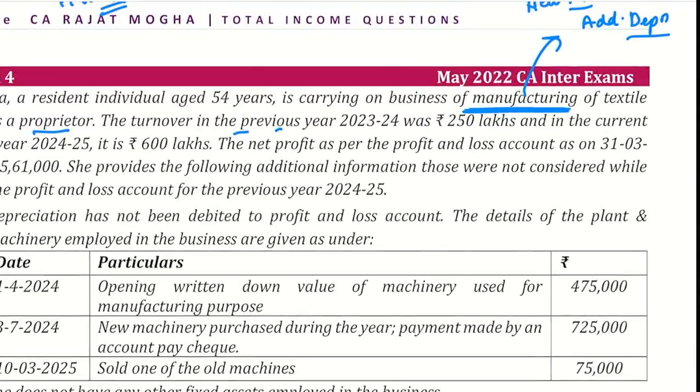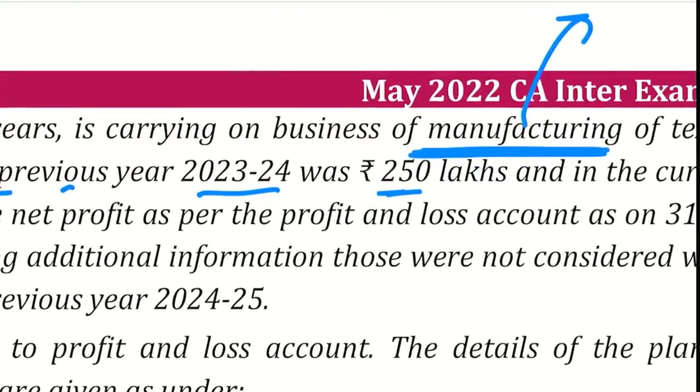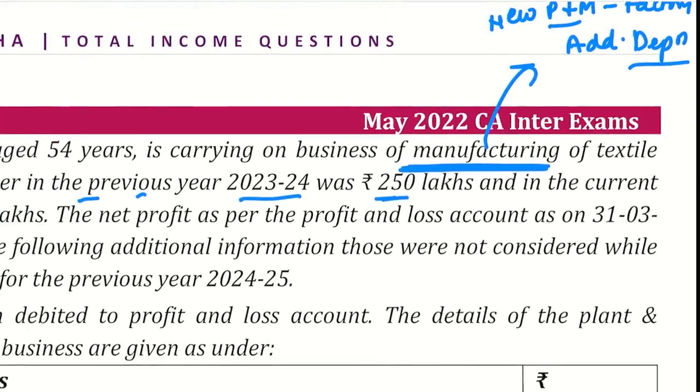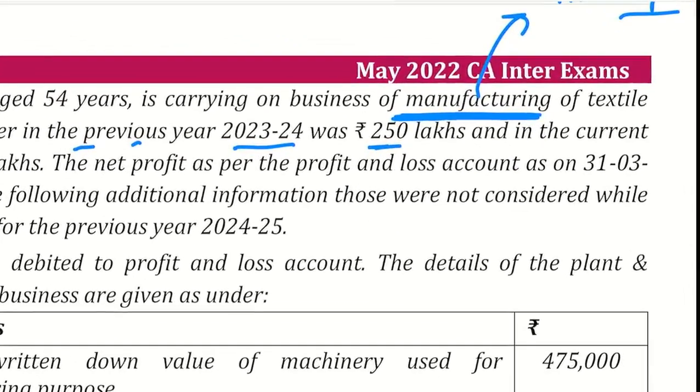Okay. The turnover of the previous year, 23-24, was 250 lakh. Guys, why do you think it is given to us? For the TDS provisions, correct. So here we know that this person is a big individual, so if there is any TDS, this person is eligible to deduct TDS. And if he has not deducted, 30% will be disallowed.